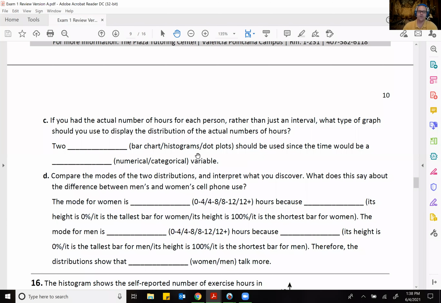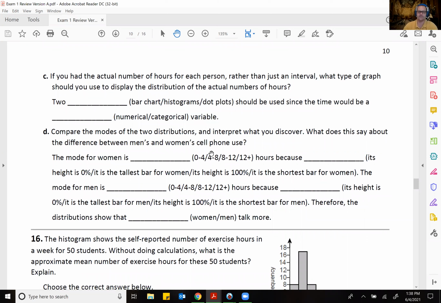All right, so we're going to come down here. The mode for women you said is 4 to 8. So that's the first blank. The mode for women is 4 to 8 hours because blank. Its height is 0%. It is the tallest bar for women. Its height is 100%. It is the shortest bar for women. Tallest bar for women. You got it. It is the tallest bar for women.